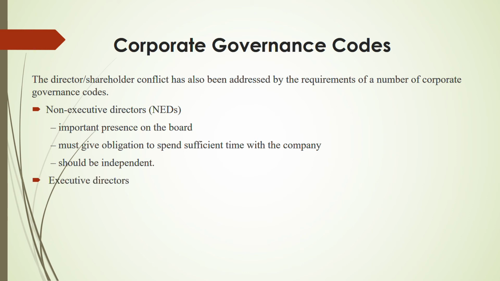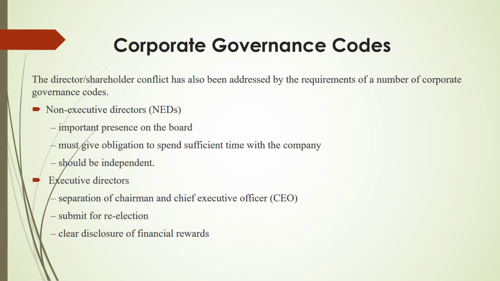Okay. For executive directors, we have these characteristics. These are the requirements. Separation of chairman and chief executive officer. Both have to be separated, the chairman and the CEO. Submit for re-election. An executive director cannot be the same executive director for 10 years or 5 years. They need to be re-elected. Clear disclosure of financial rewards. Executive directors are the ones who work in the company. They have financial rewards. That's why there has to be a clear disclosure of that financial reward. And outnumbered by the non-executive directors.